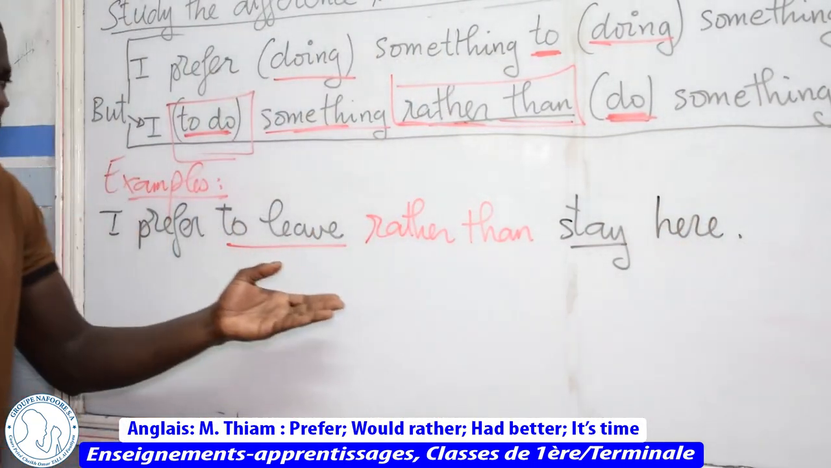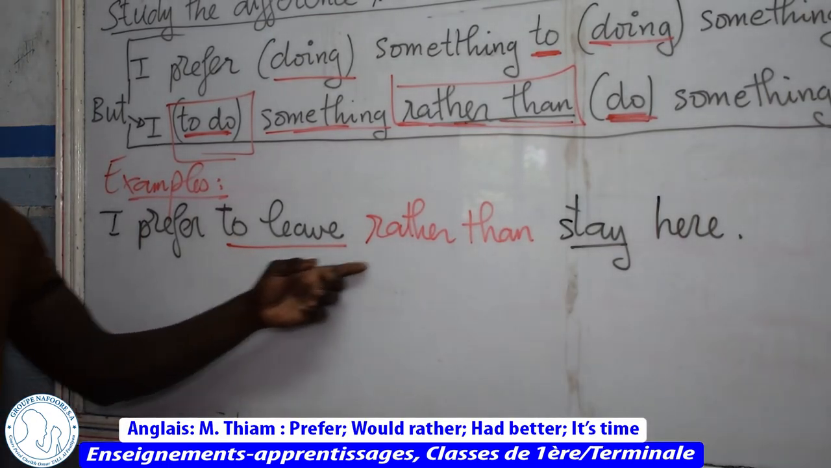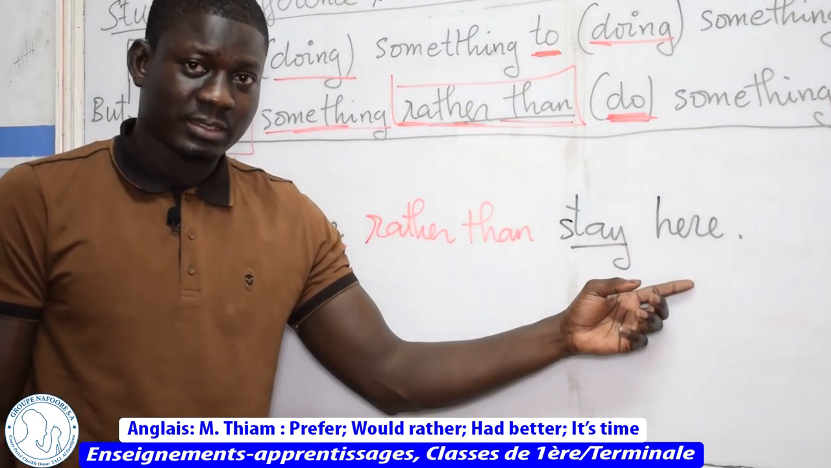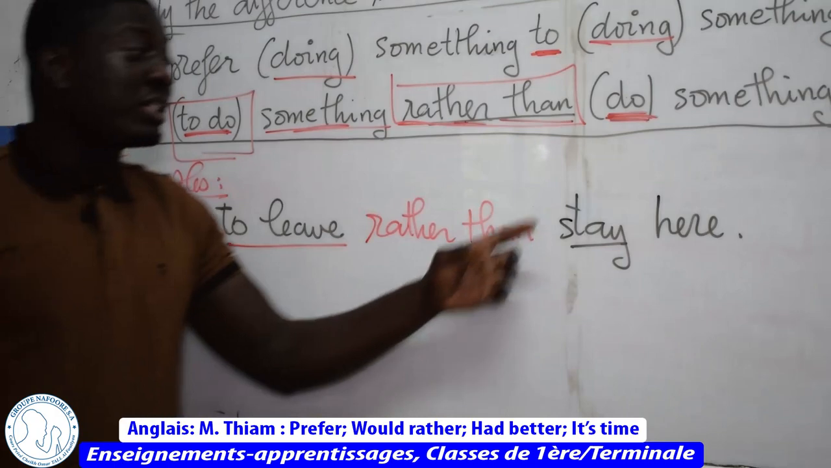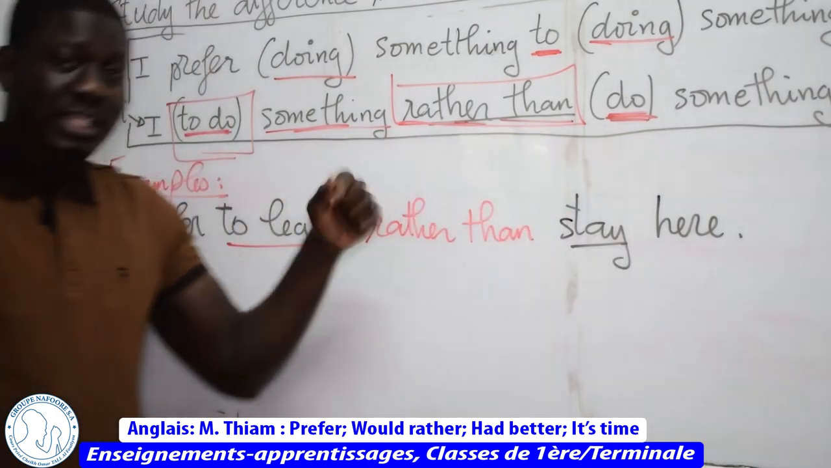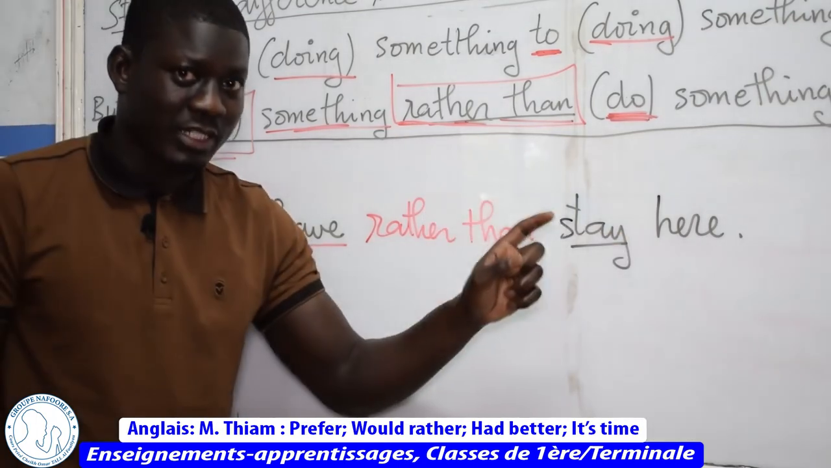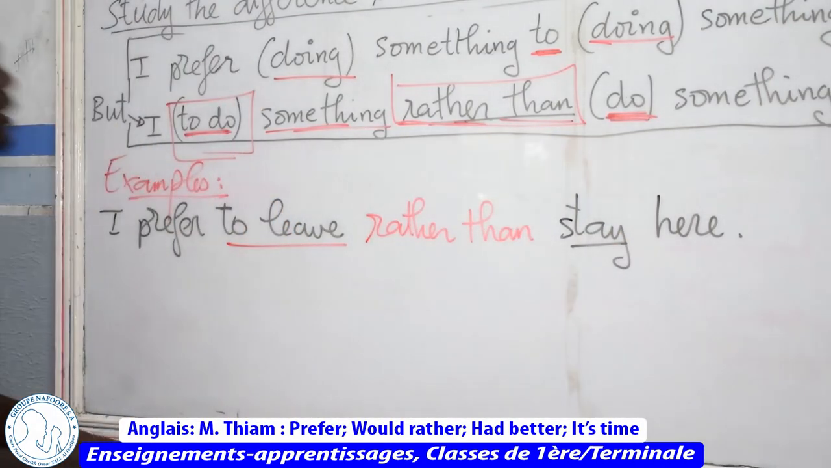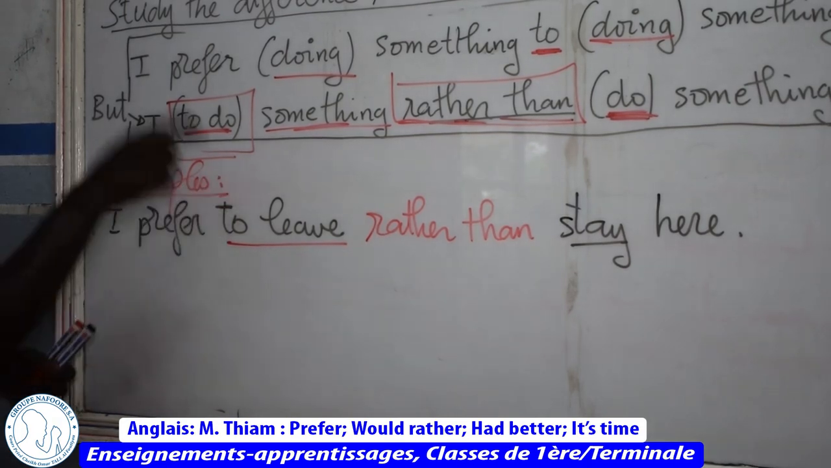Now in French, we would say je préfère partir plutôt que de rester ici. Understand that? Je préfère partir plutôt que de rester ici. But in English, after rather than, you don't have the infinitive form but the base form. I think this is clear. All right. Now, let's try with the ing form. We will take the same sentence.